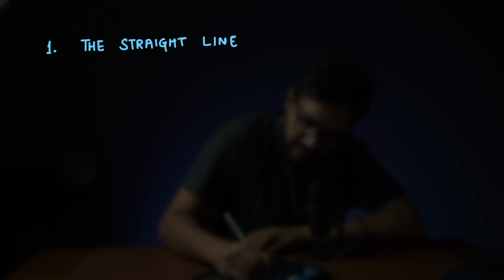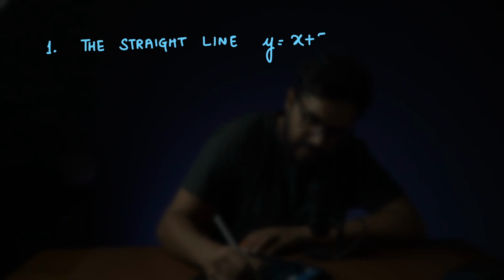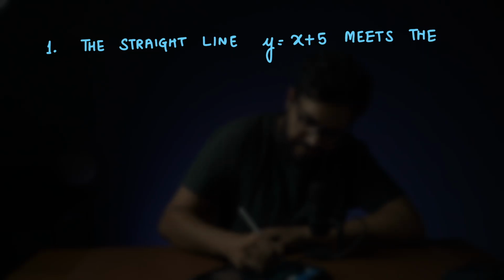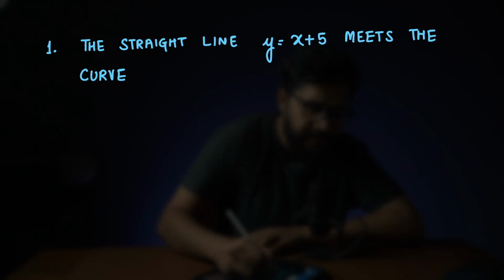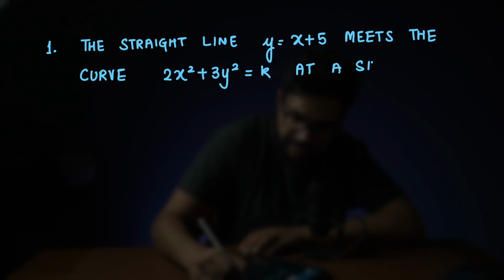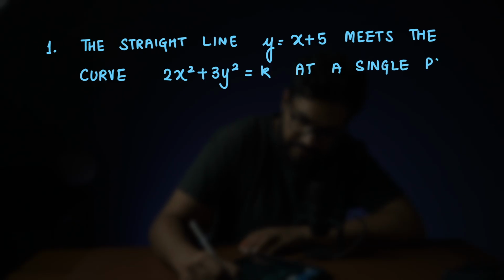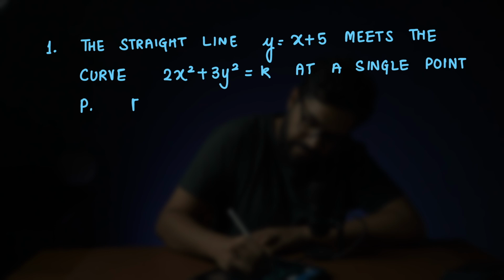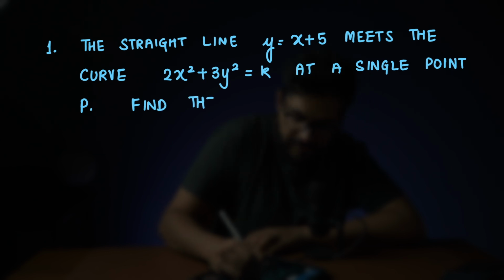Question 1. The straight line y is equal to x plus 5 meets the curve 2x square plus 3y square is equal to k at a single point P. Find the value of constant k.